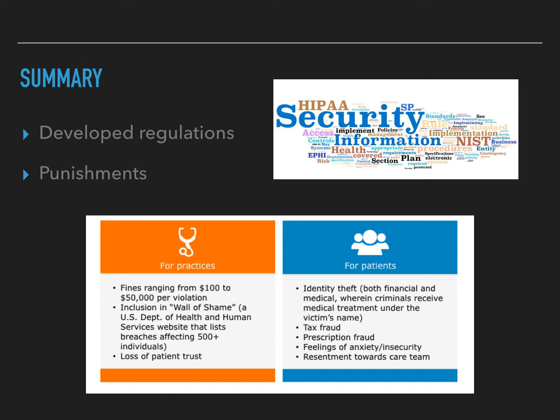Penalties range from $100 to $50,000 per violation. An annual maximum of $1.5 million is set. Jail time may range from 1 to 10 years when an employee knowingly violated HIPAA.